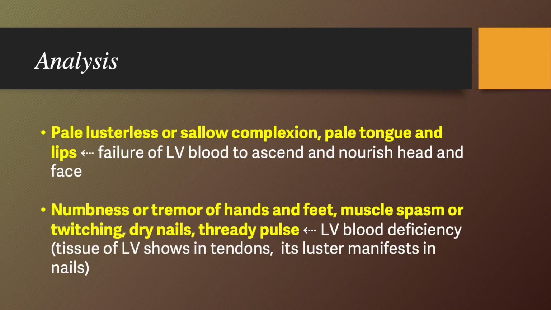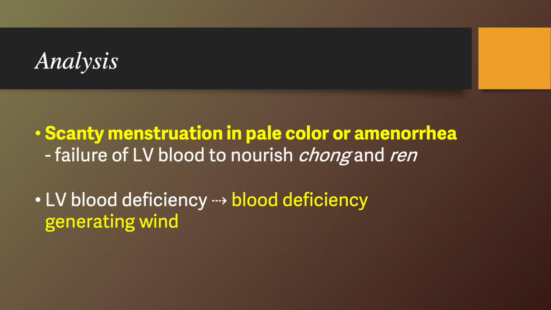Since the tissue of the liver shows in tendons and its luster manifests in nails, liver blood deficiency causes numbness or tremor of the hands and feet, muscle spasm or twitching, dry nails, and a thready pulse. Failure of liver blood to nourish the chong and ren may cause scanty menstruation in a pale color or amenorrhea. Left untreated, liver blood deficiency may further develop into blood deficiency generating wind.